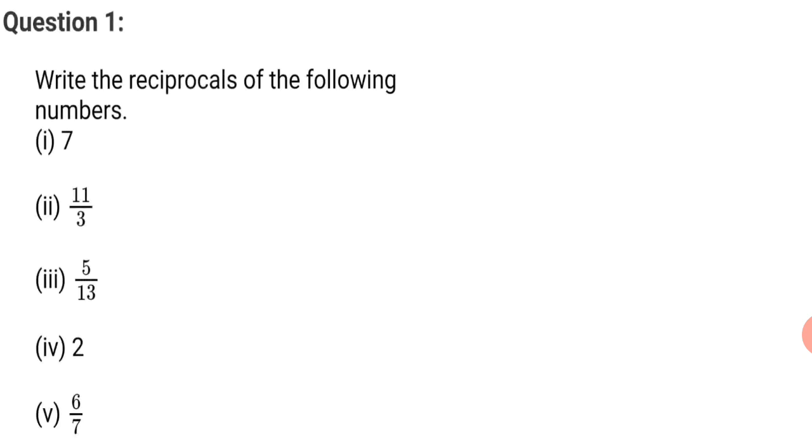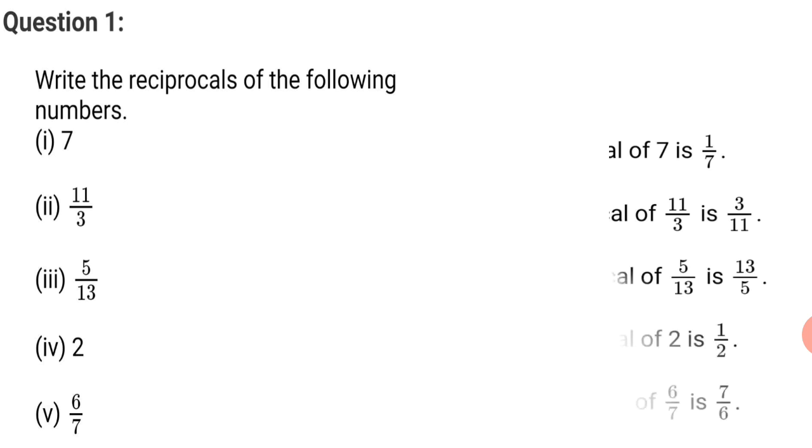Okay, write the reciprocal of the following numbers. First one, 7. So the reciprocal of 7 is 1 upon 7. 7 is 7 upon 1, so its reciprocal will be 1 upon 7. Reciprocal of 11 upon 3, 3 upon 11. Reciprocal of 5 upon 13, 13 upon 5. Reciprocal of 2, 1 upon 2. And the reciprocal of 6 upon 7 is 7 upon 6.